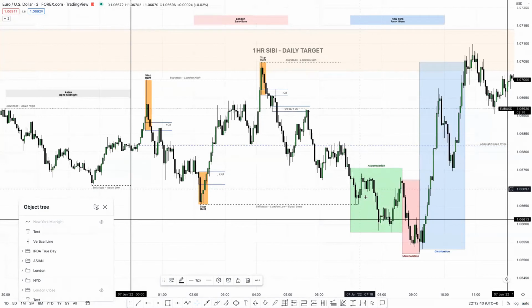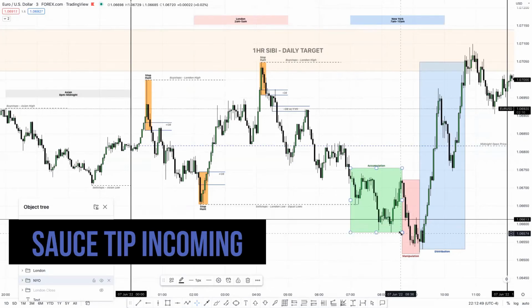This ends up being our accumulation phase. Then, not only does it run sell stops, it takes another attempt. I love when price not only runs a low once, but it runs a low twice. Why? It creates a high resistance liquidity run. What do I mean by that?